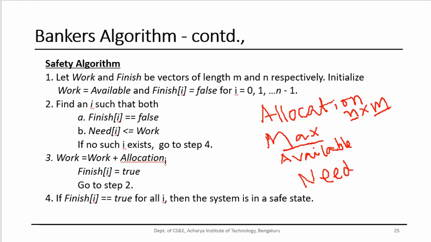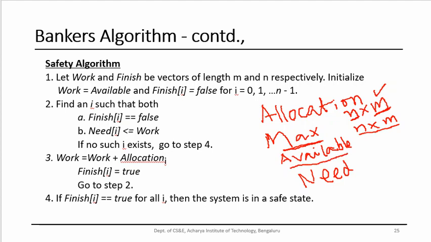Max is another data structure. This is also a matrix of order n cross m. Allocation represents, for each process, how many instances of different types of resources are allocated. And max represents, for different processes, the maximum requirement of different resource types. We will take an example so that will make these concepts very clear.